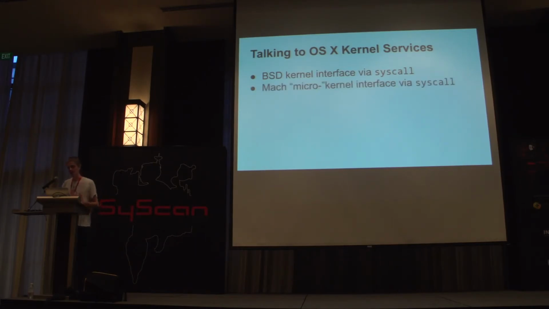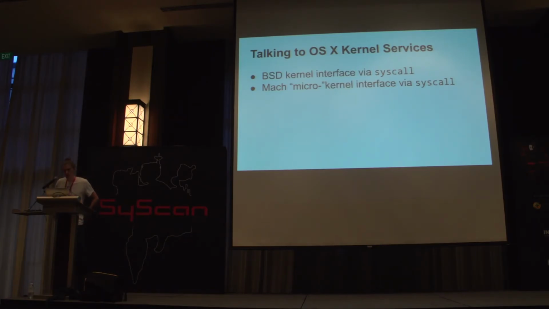There is a second set of syscalls, again accessed via the same syscall instruction, but just with a bit set in the upper 8 bits of the syscall number. And these are an interface to something which you might not have come across if you've only looked at Linux or Windows. OSX has this notion of having a second microkernel interface as well. So as well as having BSD, there is also this thing called Mach, which is living in there.